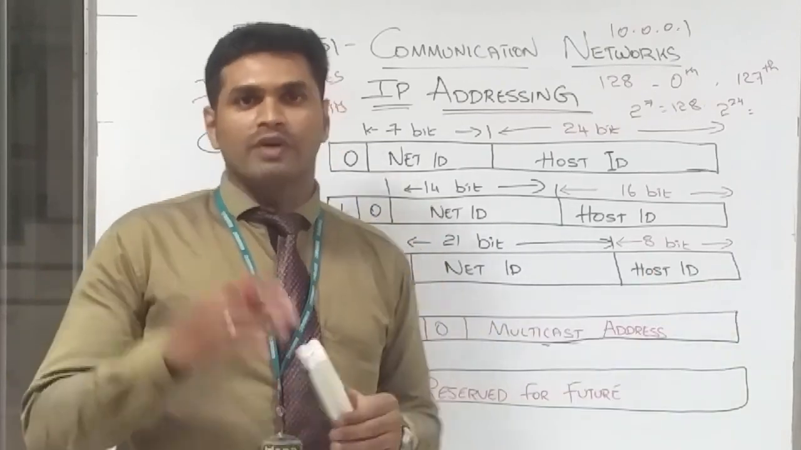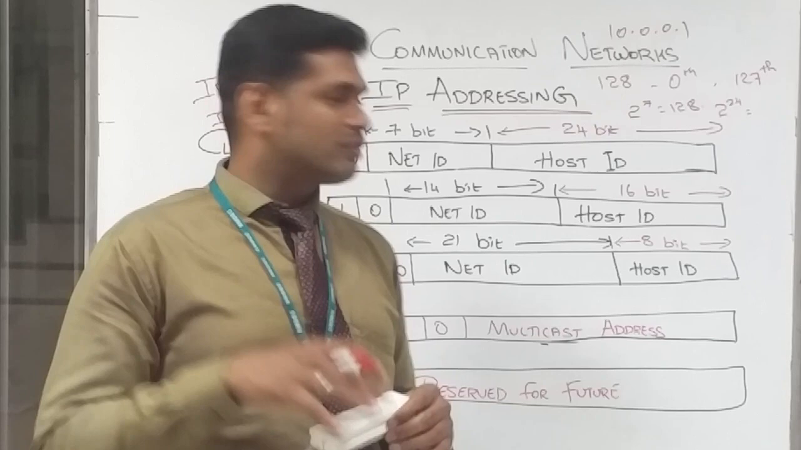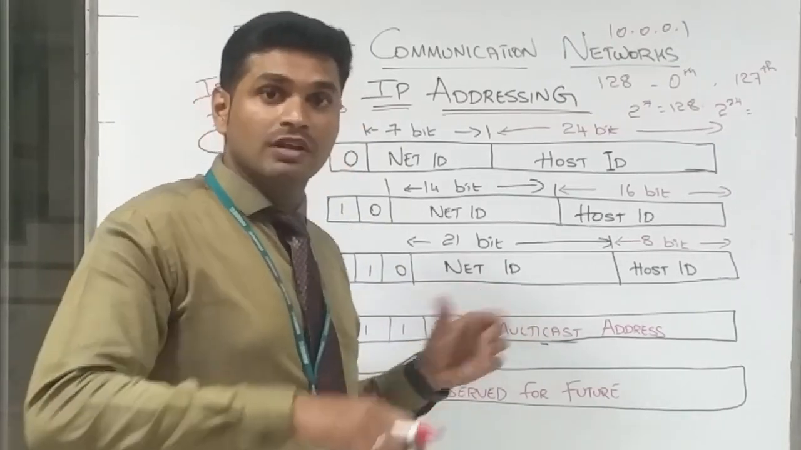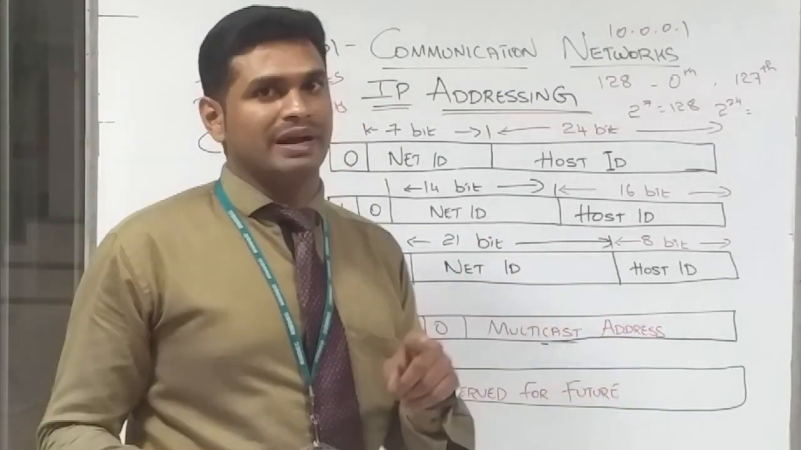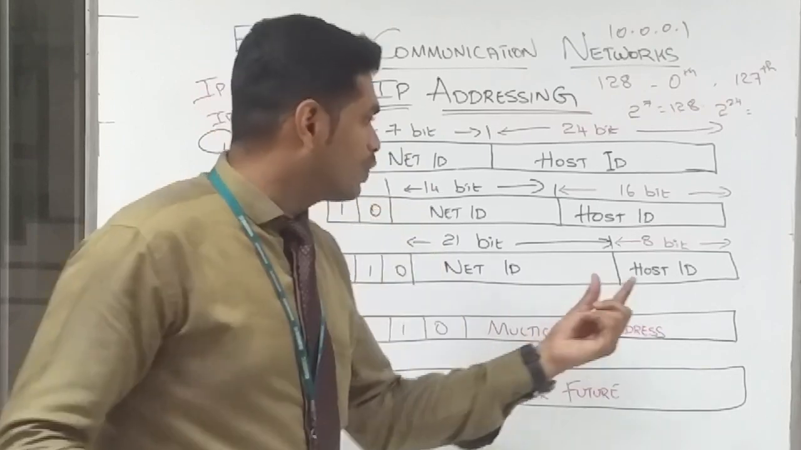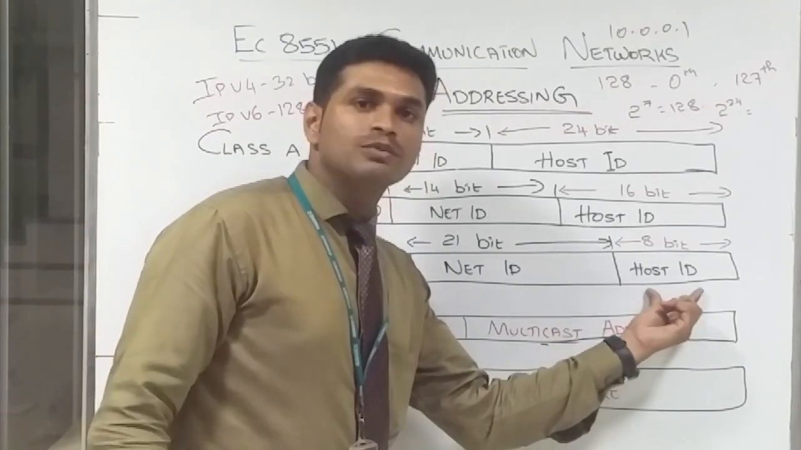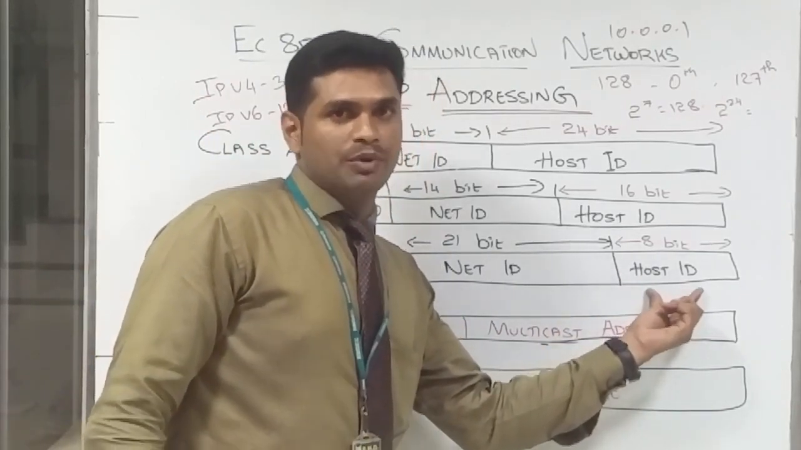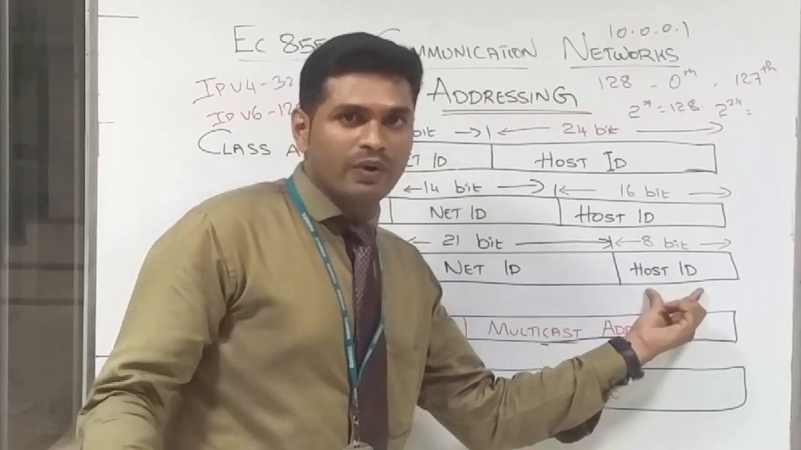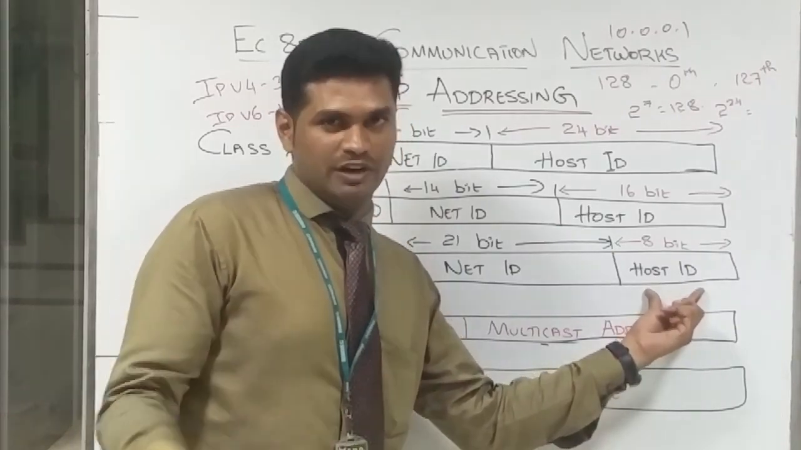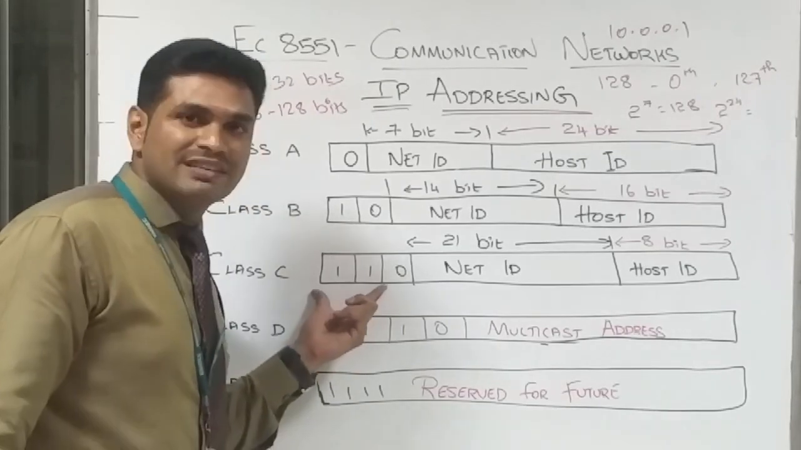So as I told you, for the network ID, 2 power 21 networks can be addressed with class C. It means a large number of networks can be addressed, but within each of these networks you can assign addresses for only 2 power 8 computers. That is, only 256 devices can be connected to each of these networks. So that is the case of a class C address.